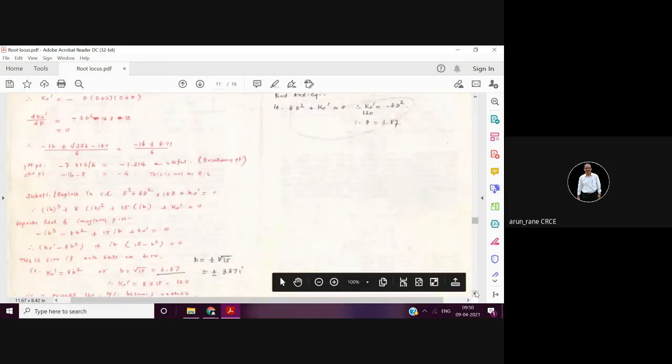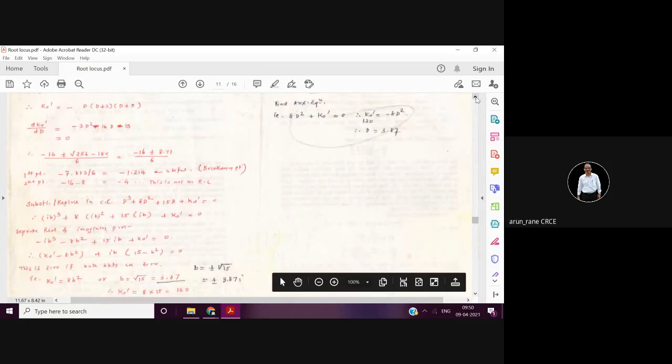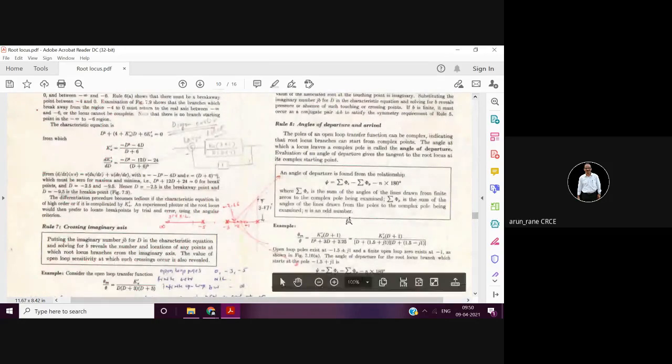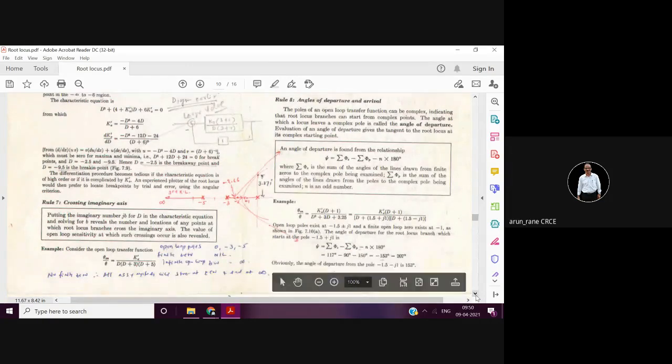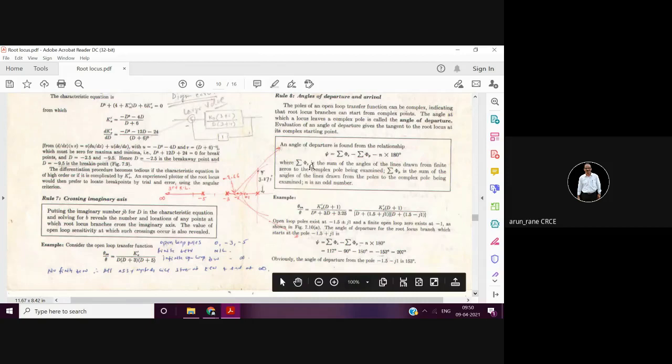So if there are complex poles and complex zeros, then you need to find out the angle of departure and angle of arrival. Okay.